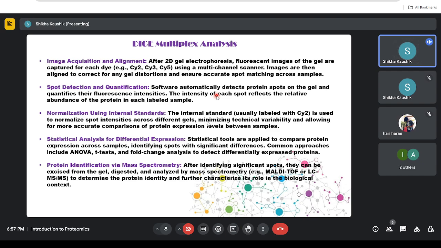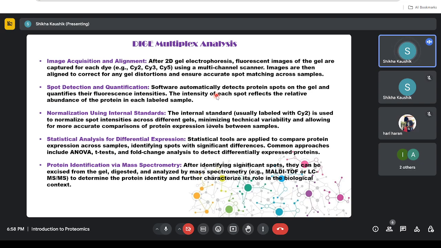So what did we do? We gave one red, one blue, and the mixture of both we gave green, right? So now we are normalizing with the intensity of the green, the mixture of both, for red as well as blue. So it's done so that you can easily, firstly, know the spot intensity and the spot presence accurately, as well as normalize using these standards. So it minimizes the technical variability and allows for a more accurate comparison of protein expression levels between the samples. So that is done using internal standards only.